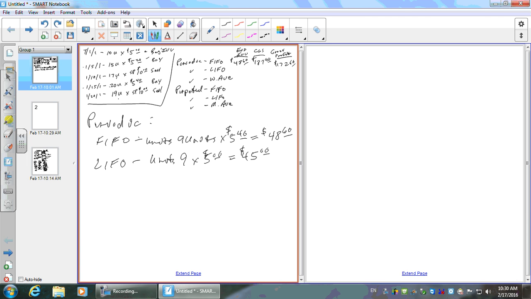Okay, again, what would I do if, let's say, I had instead, I don't know, 17 at the end? Which ones would I pick up? My ending inventory was 17. What would I pick up? The first 10 at $5, and then 7 at what? The 520. Got it? And imagine in real life there are hundreds or thousands of purchases.